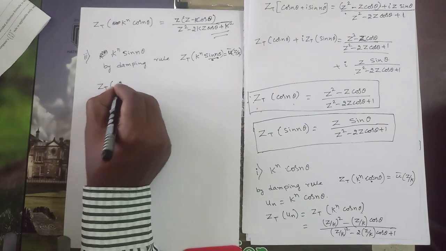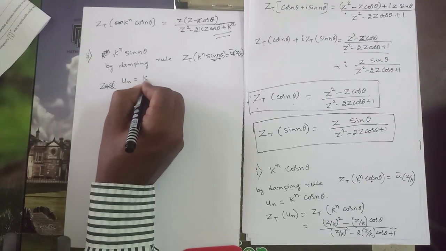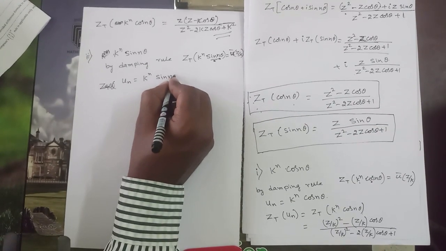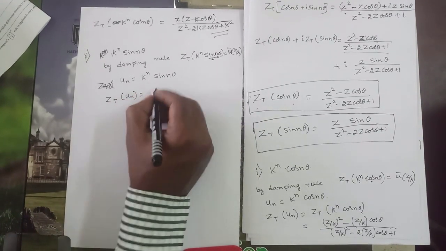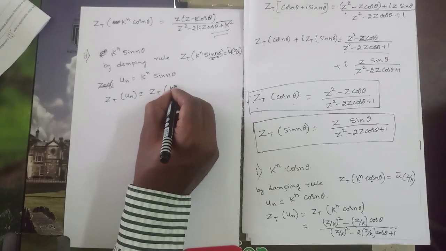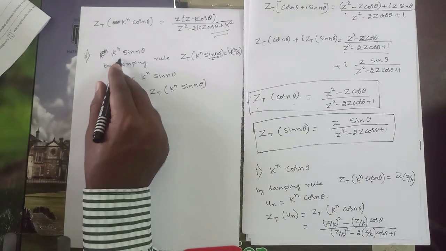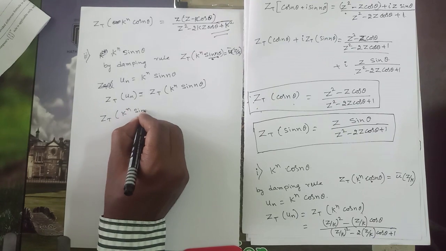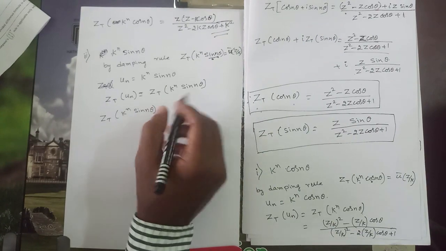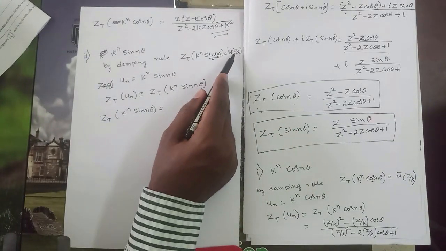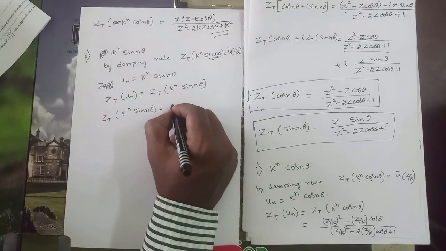So what do you get here? I will take this one as u n equals k to the power of n into sin n theta. So the Z transform of u n equals the Z transform of k to the power of n into sin n theta. You have to find this, and you know the Z transform of sin n theta. So wherever z is there, you have to replace z by k. So what do you get?